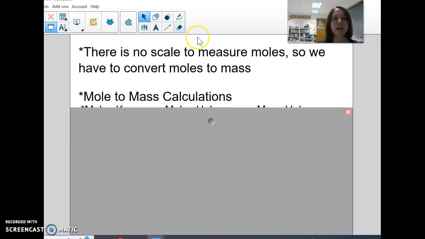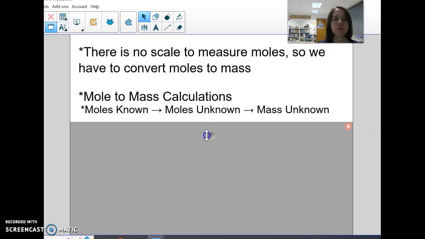There is no scale to measure moles, so we have to convert moles to mass. Please write that down. The first thing we're going to do is look at the overview. We're going to start with moles of our known, convert that to moles of our unknown, and then convert that to mass of our unknown.